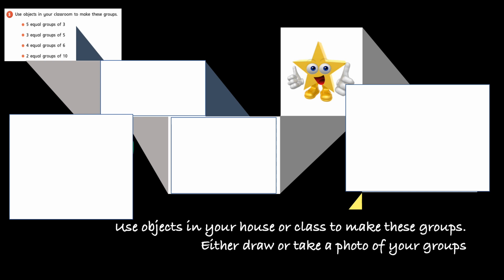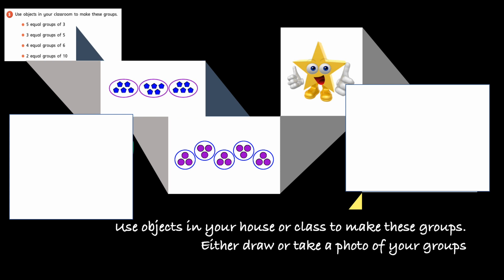5 equal groups of 3. I used counters. I drew some circles and then I used 3 counters in each circle. So I've got 5 equal groups of 3. The next one was 3 equal groups of 5. There we go. I've got some shapes. So I made 3 ovals this time and put 5 shapes in each. So I've got 3 equal groups of 5.